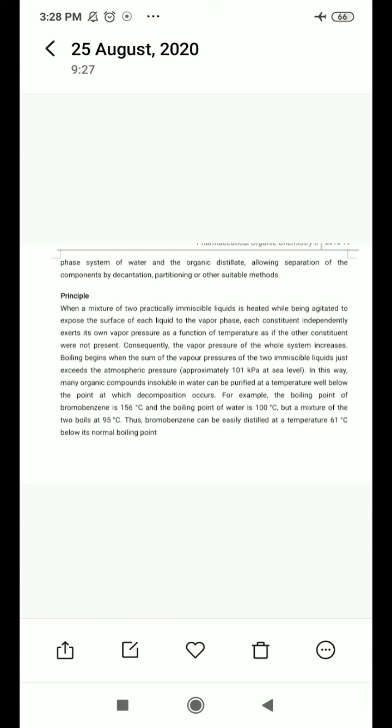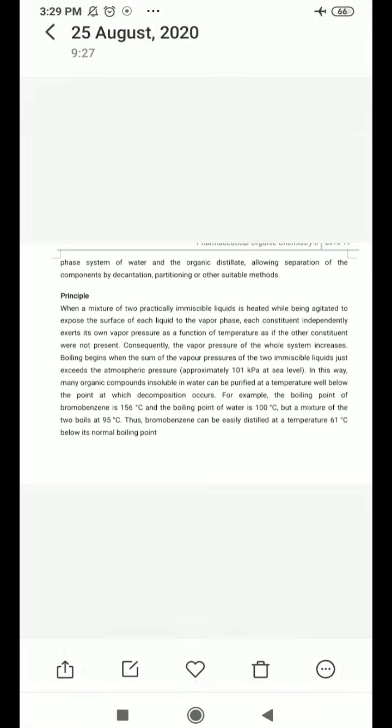But a mixture of these two boils at 95 degrees Celsius, which means below the boiling point of bromobenzene and also of water. Thus, bromobenzene can be easily distilled at a temperature 61 degrees Celsius below its normal boiling point. Easily distilled means it produces steam. That steam can be passed through a condenser, and through that condenser it can be collected in a collector or receiver.